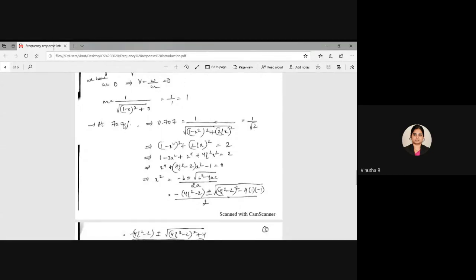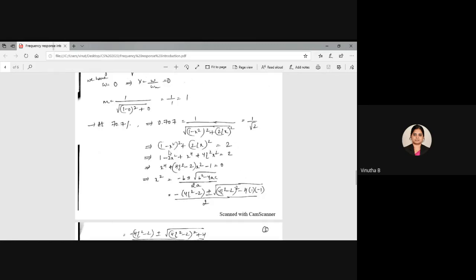Now you have to consider this at 70.7%. What is 70.7%? You just divide this by 100, you will get 0.707, which is equal to 1 divided by square root of 1 minus x square the whole square plus 2 zeta x the whole square. You know that 0.707 is nothing but 1 by square root of 2. So just equate these two sides. Both the sides have the square root, which can be cancelled. So you will be left with 1 minus x square the whole square plus 2 zeta x the whole square, which is equal to 2.